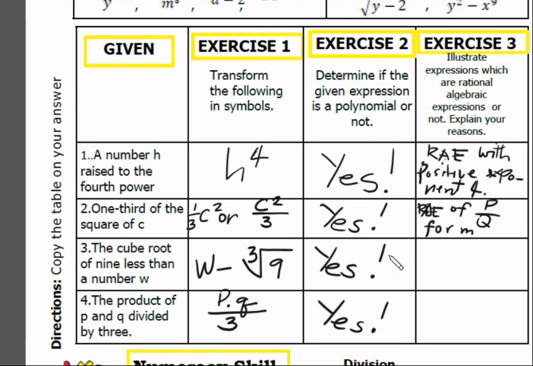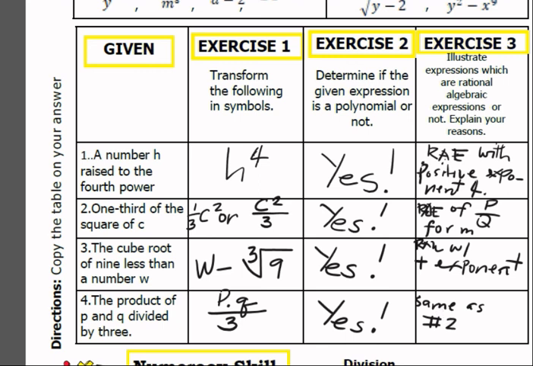It's a yes. Why? Well, reason is like number 1. So RAE with positive exponent. Bear with me with my handwriting, please. And how about this? Same as number 2. Okay, we can write same as number 2. It's a shortcut.